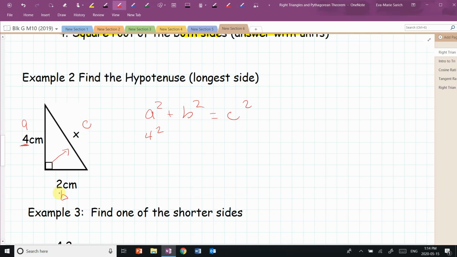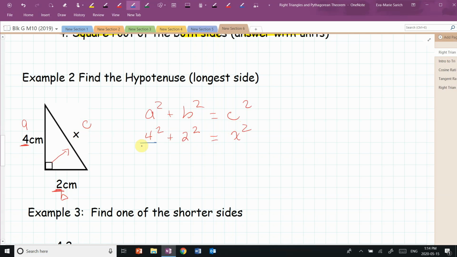Then we're going to substitute B. In this case, B is 2. So we're going to put a 2 in for the B, so it's going to be plus 2 squared. And then that's going to equal, instead of the c, we're going to put in the value that's given here, which is x squared. So we've substituted. The next step is to square the numbers.